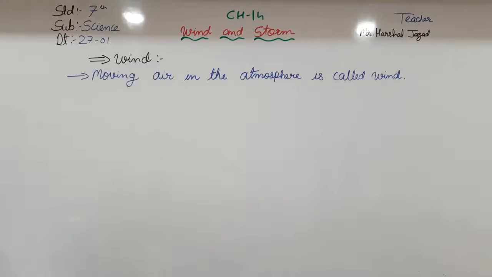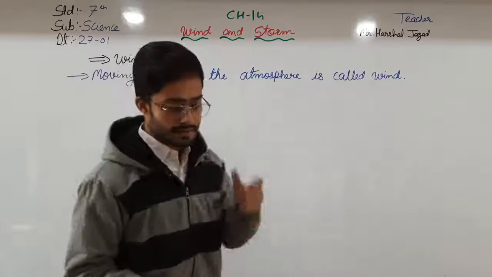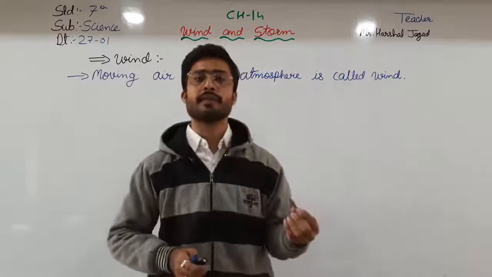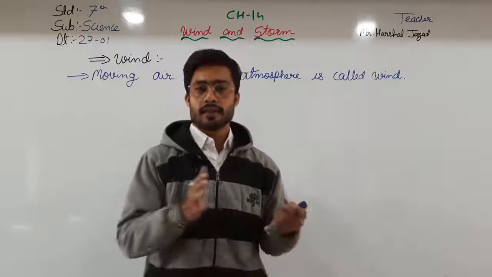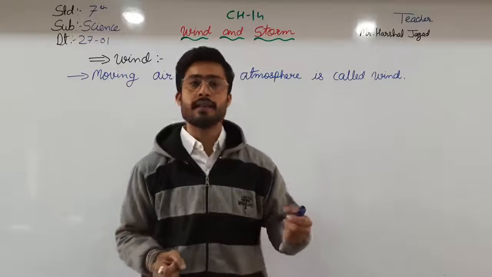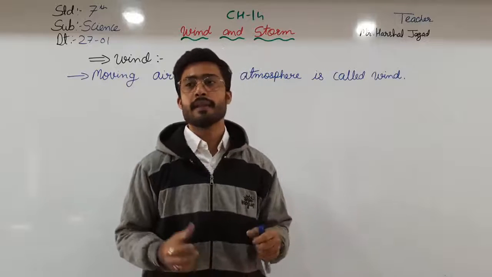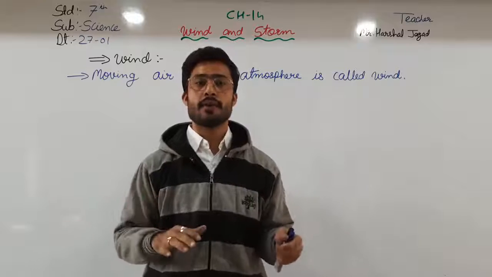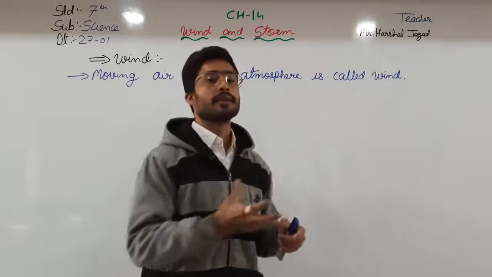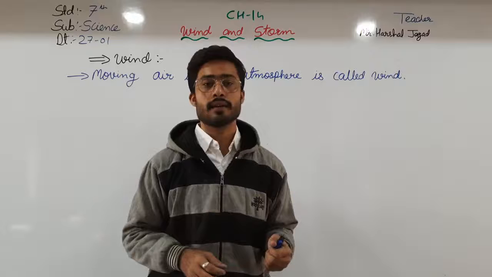Here, some of the surfaces are hot and some of the surfaces are cold. Why? Because some of the surfaces absorb more heat than the others. So what will happen? This heat will interchange, and the cold wind will blow over it.